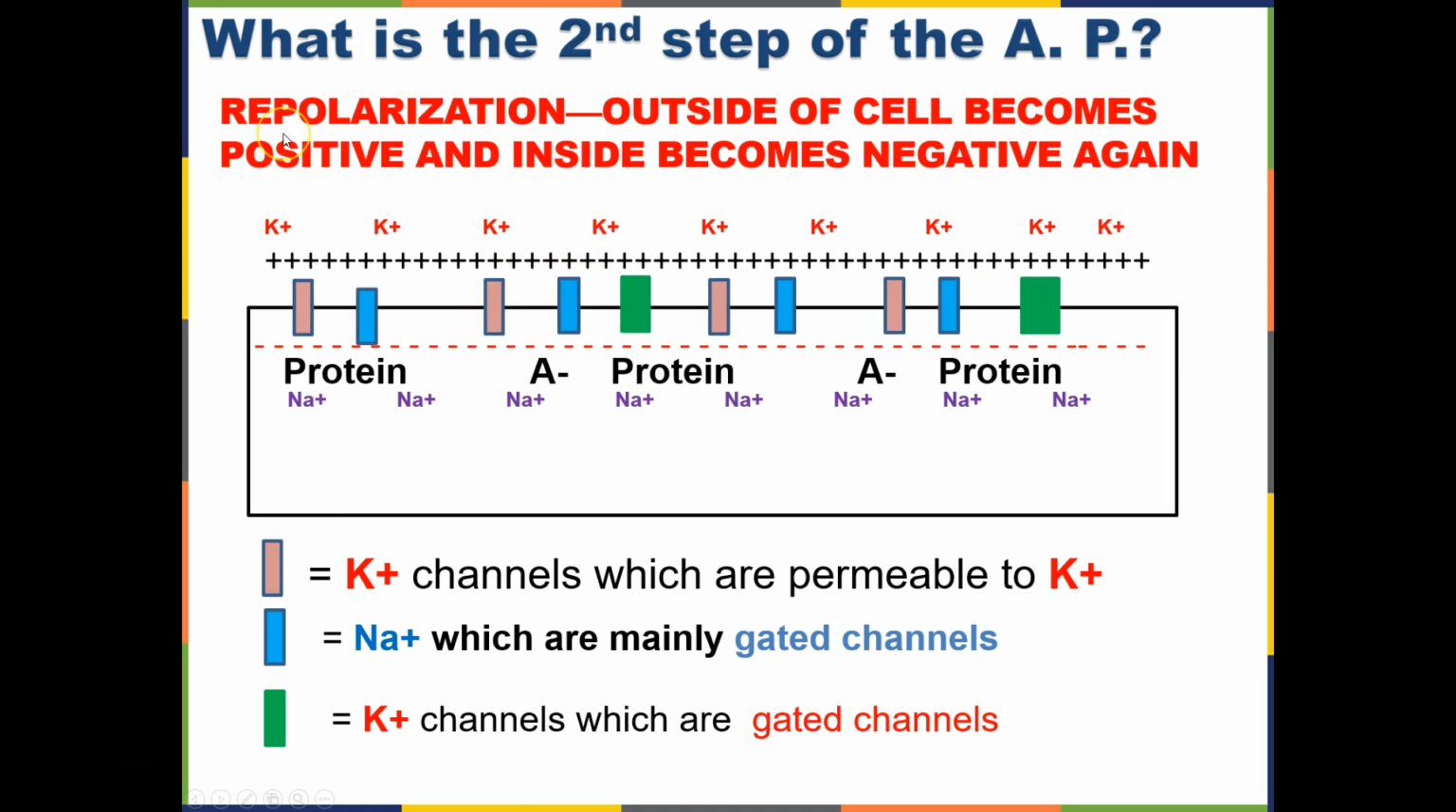And so the second step of the action potential is repolarization. The outside of the cell becomes more positive again because potassium rushes out. So not only do we have these sodium leak channels and now our sodium gated channels open, but we also have potassium leak channels and these potassium gated channels that open, and potassium rushes out, bringing back that normal resting membrane potential. And that's known as repolarization.